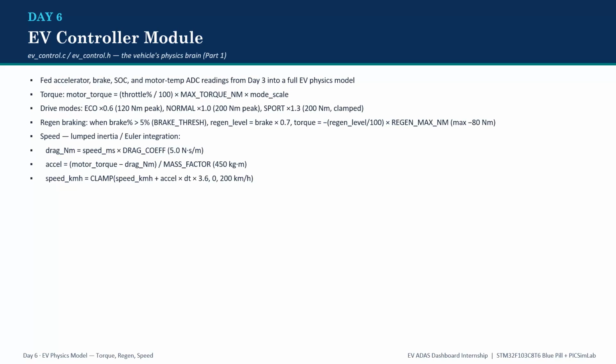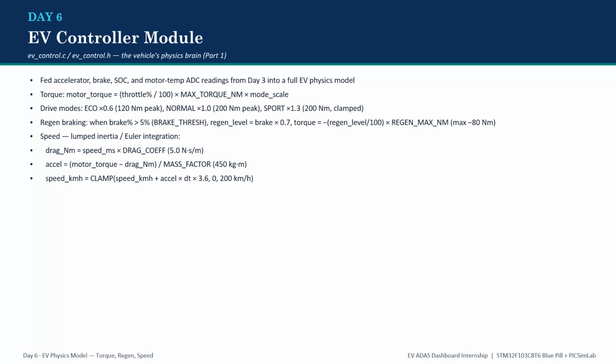Next is the regenerative braking. Whenever the brake pedal goes above the 5% threshold, I calculate a regenerative value as brake percentage times 0.7, and the motor torque becomes negative. Specifically, minus regeneration value over 100 times the regeneration maximum of 80 Newton meters. So at full brake, that's minus 56 Newton meters of braking torque, which recovers energy back into the battery instead of wasting it as heat, and the state of charge goes high. So the battery increases because of the regenerative braking.